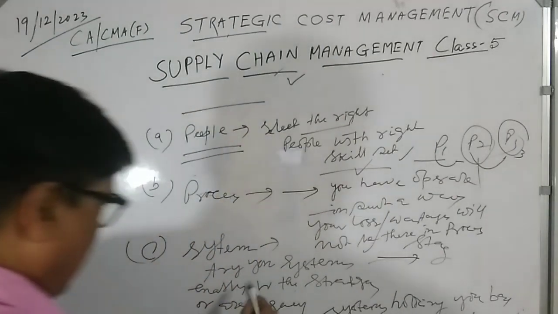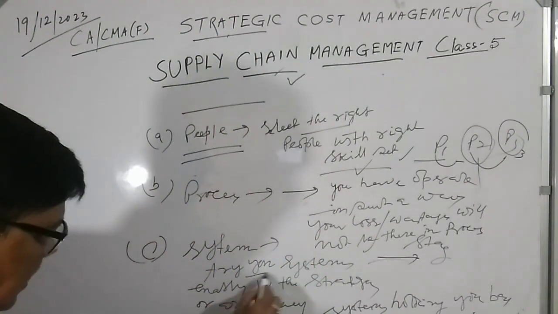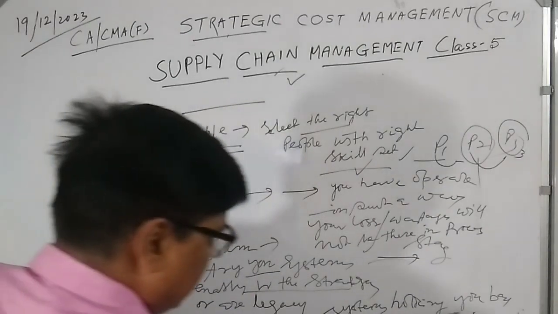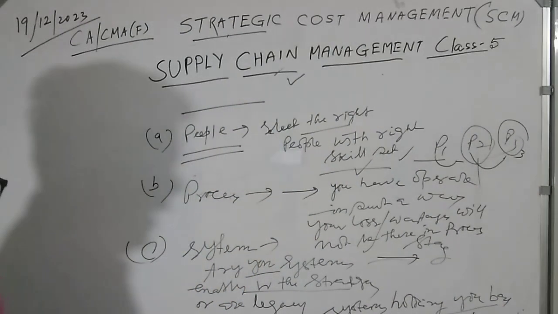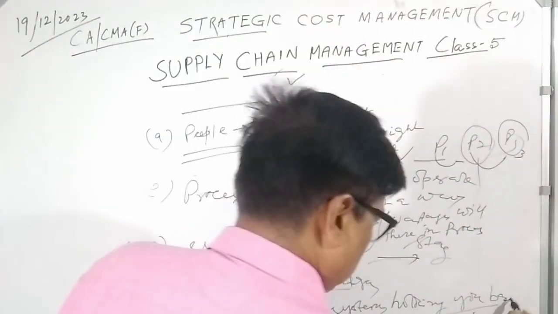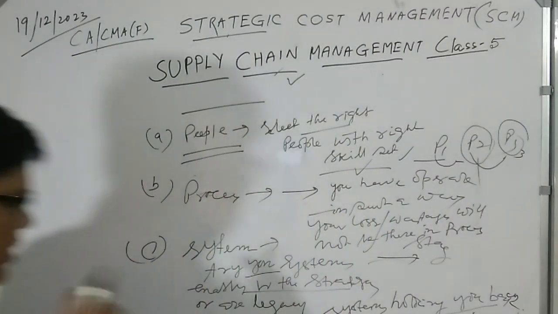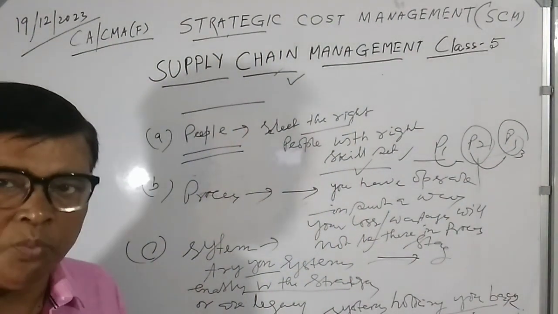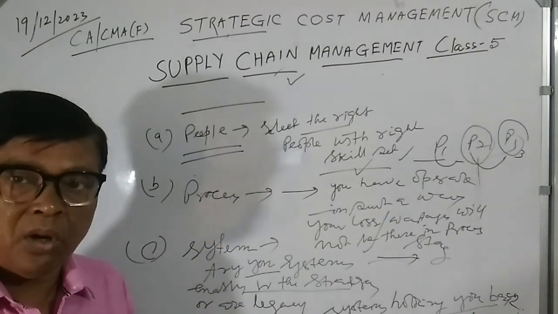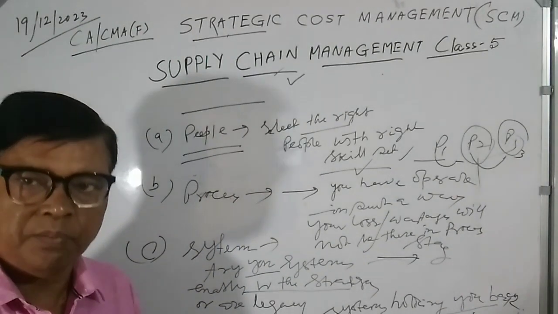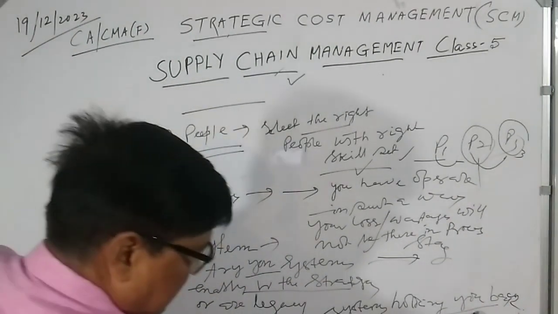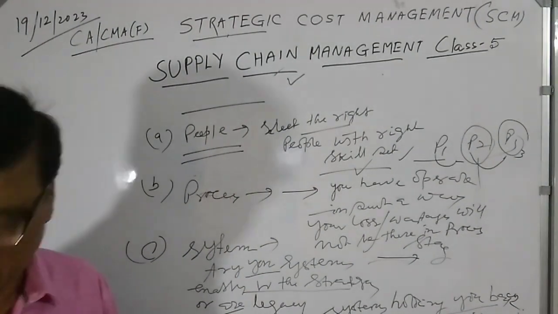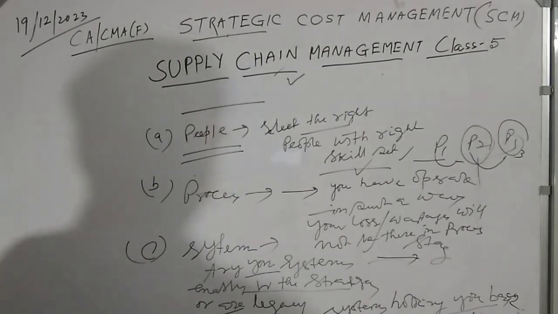Are your systems enabled to the strategy, or are legacy systems holding you back? What does it mean? Your system should function properly, then only everything will be smooth. Otherwise the reverse process will follow. So that is what is holding you back. The system should function properly, then only everything will go.